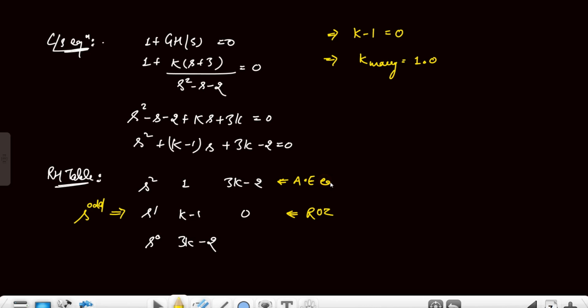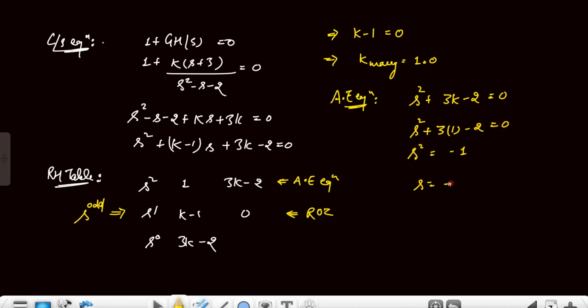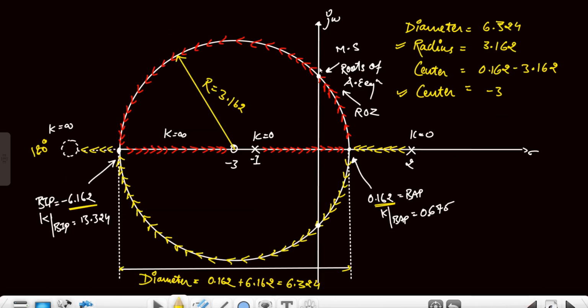And this is the auxiliary equation, which is the equation one power higher than the ROZ row. So the auxiliary equation is s square plus 3K minus 2 is equal to 0. Now we'll put this value of K here to get the value of the roots. So s square plus 3 into 1 minus 2 is equal to 0. So s square, as you can see, is minus 1. So it's clear that s is plus minus j1. So these are the imaginary axis roots. This value is j1 and this value is minus j1.